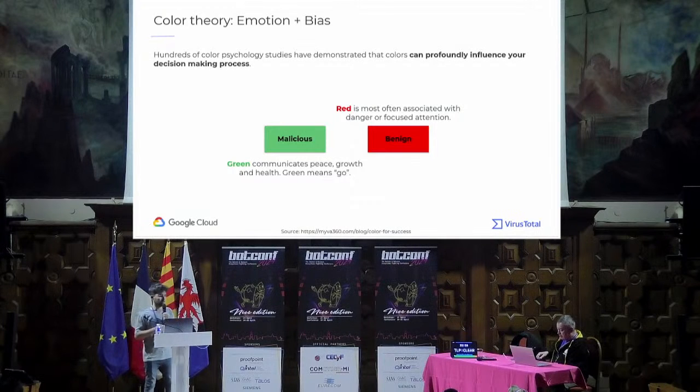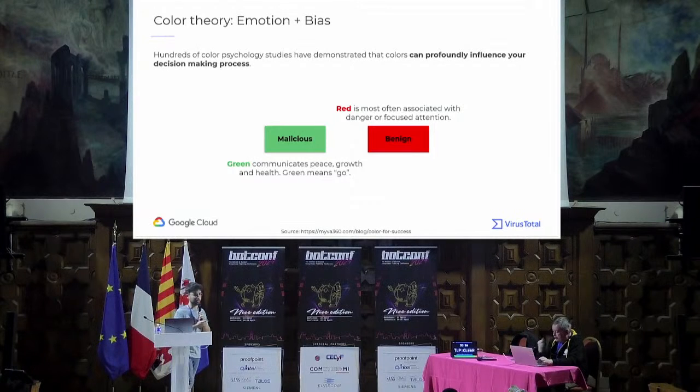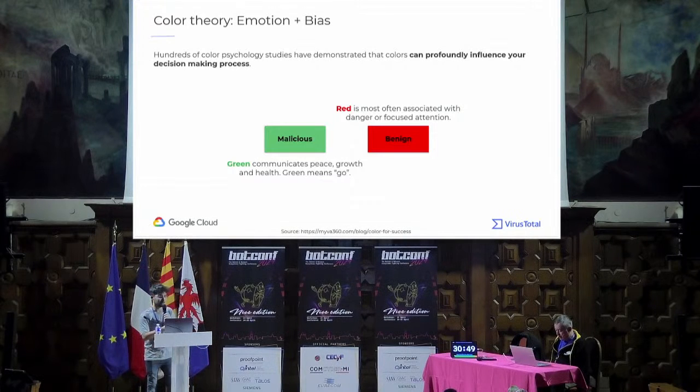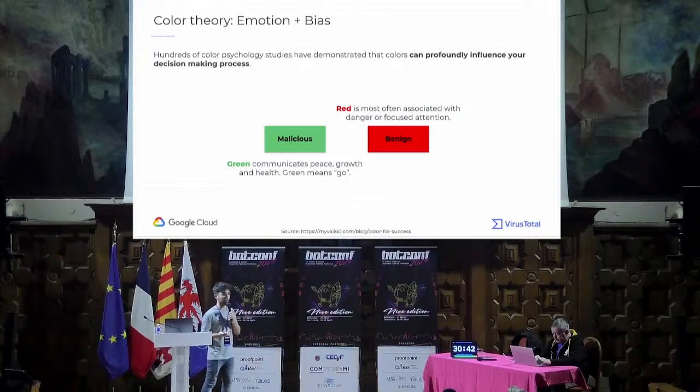the green color. There are hundreds of color psychology studies that have demonstrated that colors can profoundly influence our decision making. Usually the green color means that something is good, and the red color means that something is bad or malicious. And if you didn't realize, in this slide you have the word in the wrong color. I mean, in the green you have the malicious word, and in the red you have the benign word. And if you didn't realize that, it's because of the color bias at the end.